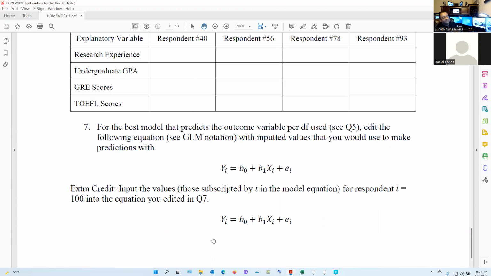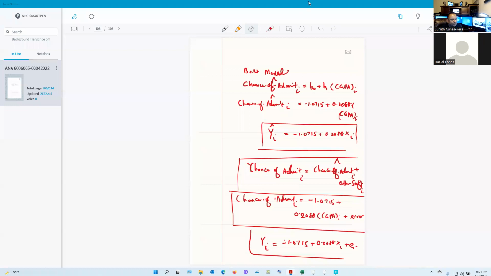So when you input the values, you should know the Yi. You should know B0. You should know B1. You should know X, you know Ei. That's kind of a discussion building up over here.